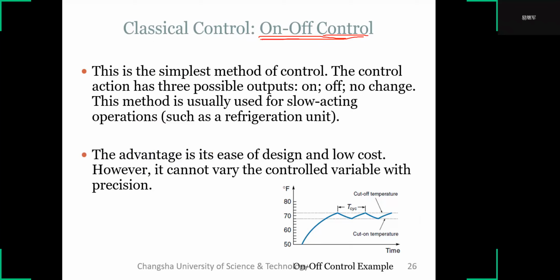The advantage is it's easy to design and low cost. However, it cannot vary the controlled variable with precision. This is an example of on-off control. The controlled variable is stated by this rule.